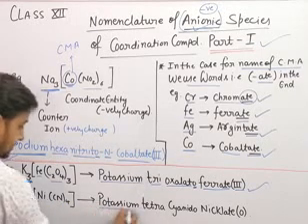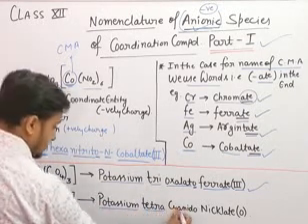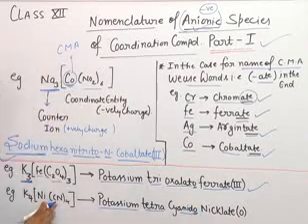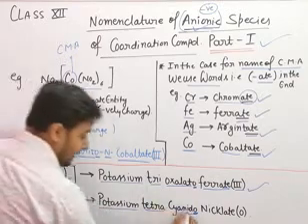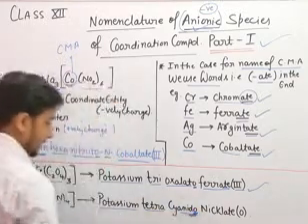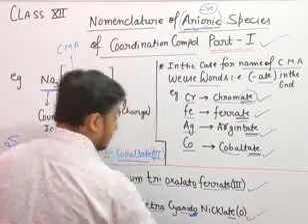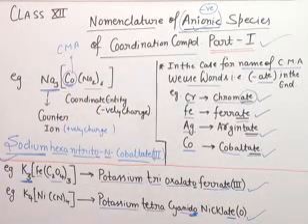In the case of K4[Ni(CN)4], potassium tetracyanide, just focus on this one. We are not writing cyanide, not just cyano, we will write cyanido. Clear? And then nickelate, with the oxidation number of the central metal atom being 0. I hope you can understand these things. Okay, thank you class.